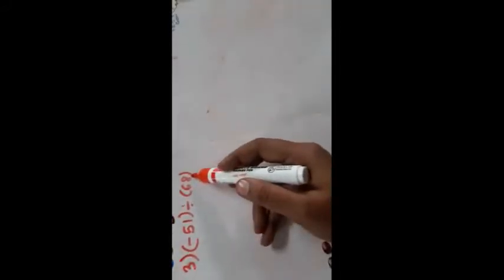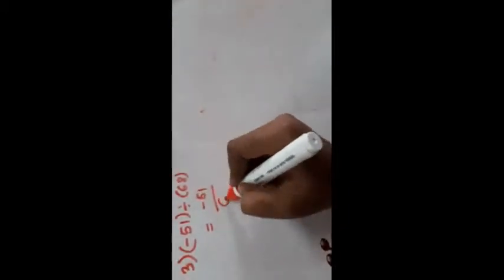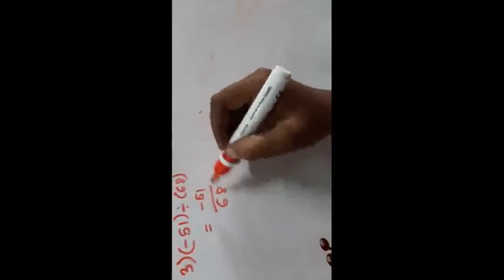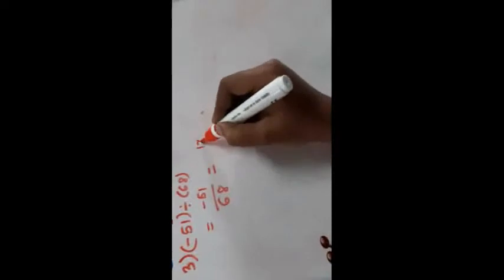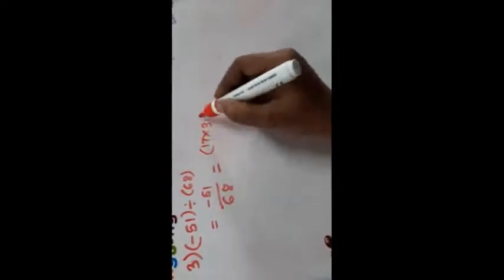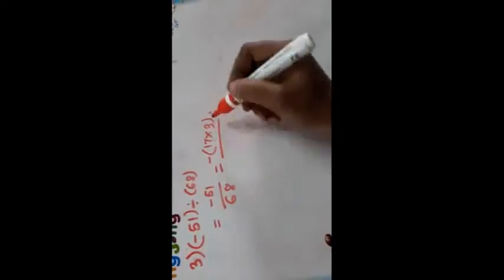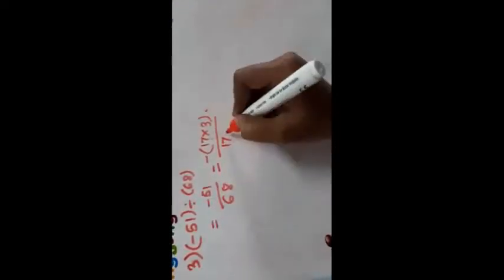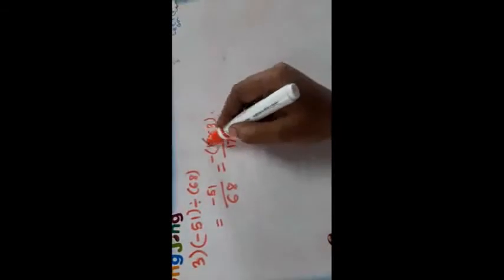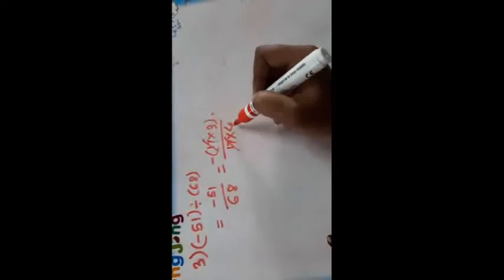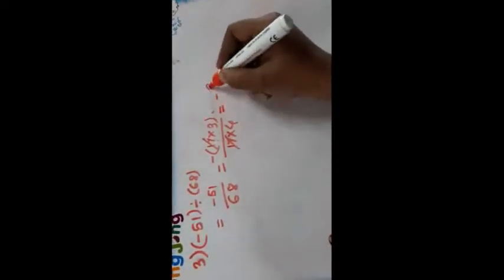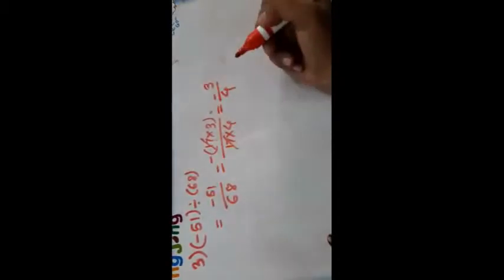Next example is minus 51 divided by 68. So it will be written as minus 51 divided by 68. These both numbers are present in 17's table. So 51 can be written as 17 into 3 and minus sign as it is, divided by 68 can be written as 17 into 4. 17 gets cancelled. What is remaining? Minus 3 divided by 4. So answer will be minus 3 divided by 4.